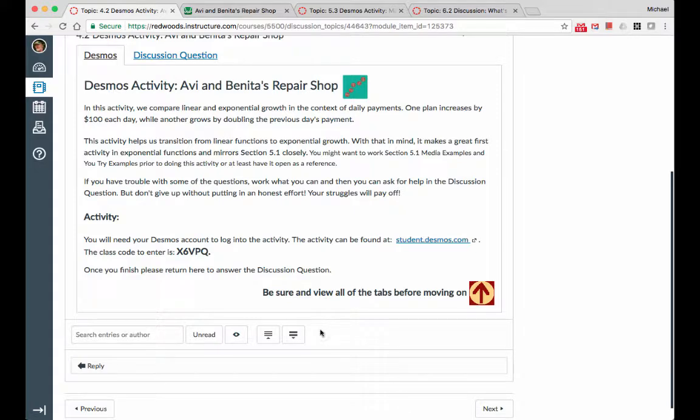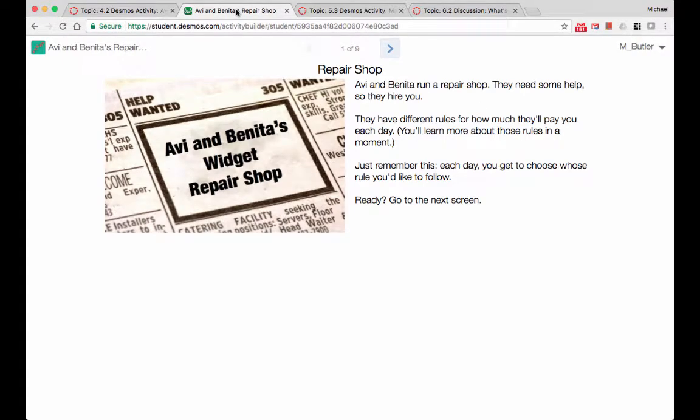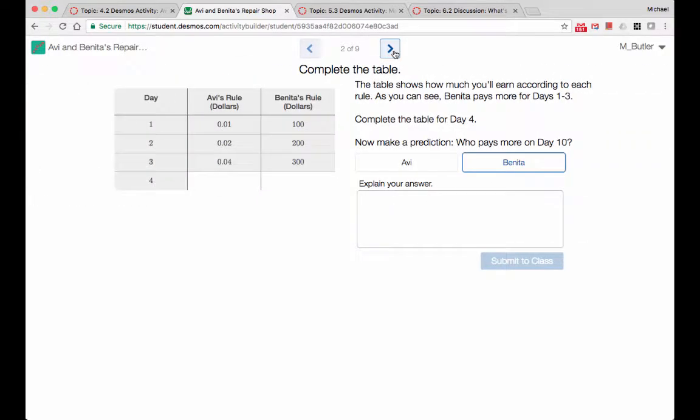Okay, so let's go take a look at the actual Desmos activity. Avi and Benita's widget repair shop is looking for some help, and so they hire you. They have different rules for how you can get paid. You're going to learn more about those rules in just a moment. Just remember this, each day you get to choose which rule you'd like to follow. That's going to be important on the later questions. Ready? Let's go to the next screen.